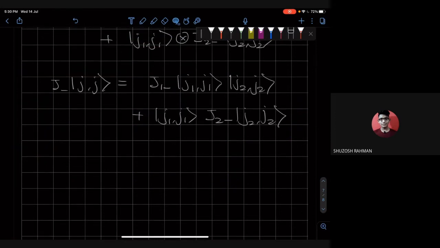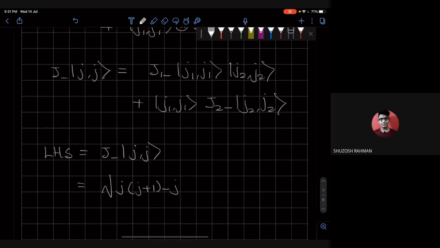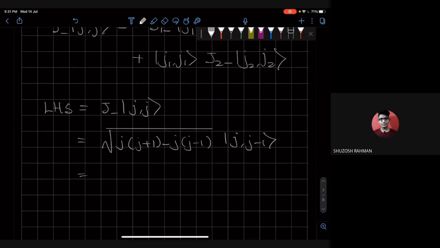Now we use those nice formulas that we derived when we were doing angular momentum, and let's look at the left-hand side. j minus acting on jj is equal to the square root of j plus 1 minus j minus 1, and then times j minus 1. If I simplify this, the first term and this term cancel, so I have the square root of 2j multiplying j minus 1. So this is the left-hand side.